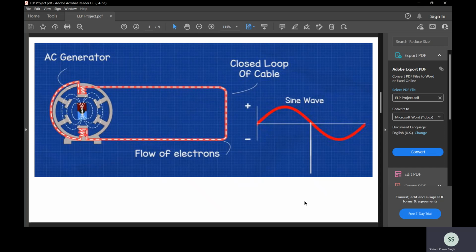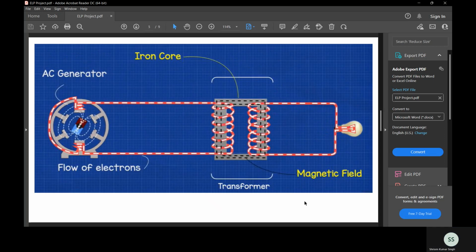A generator generates electricity on the principle of magnetic induction. A varying magnetic field induces an EMF. So the current or the voltage produced will be in the form of a sine wave. The vertical line which you can see is the neutral point of the current produced. So this is the schematic diagram of a transformer.